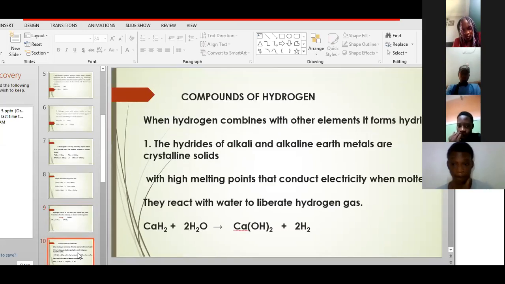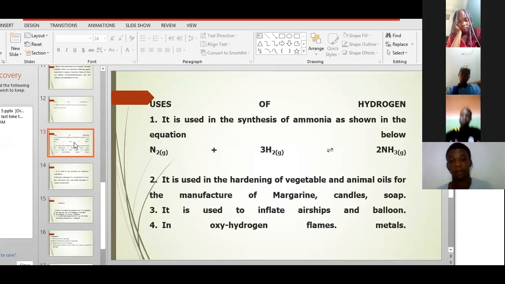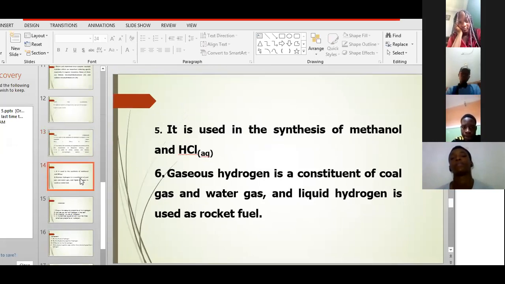Let's look at the compounds of hydrogen. Don't worry, we are going to send this one. Compounds of hydrogen. When hydrogen combines with other elements, it forms hydride. Number 1. We have talked about this. Please let me move on to uses of hydrogen. But let me look at compounds of hydrogen first.